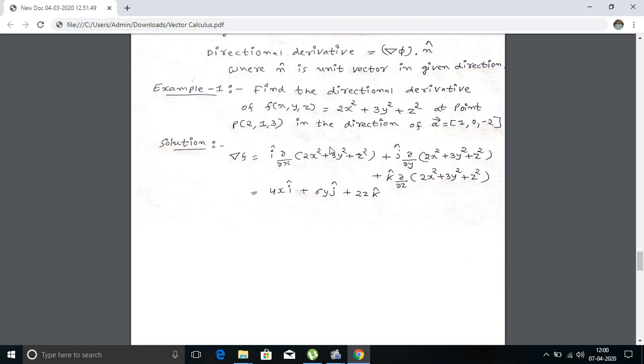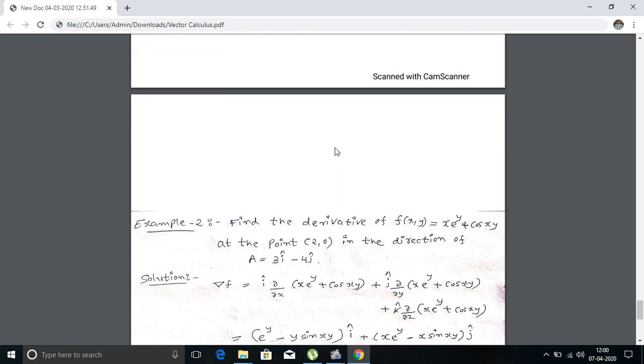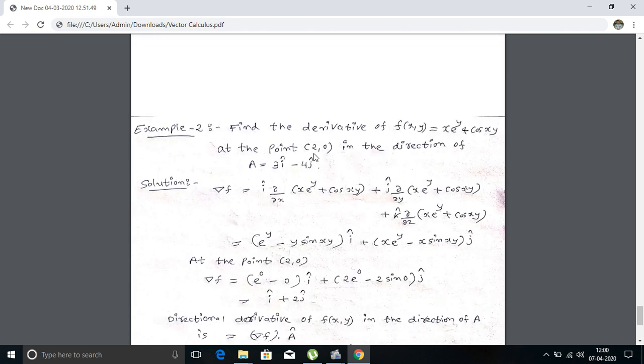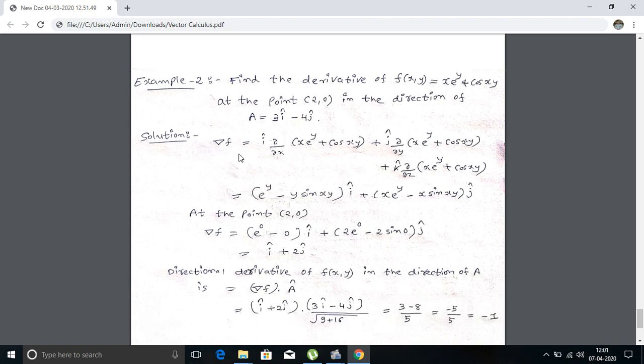Now let us discuss example number 2: find the derivative of the function at the point (2, 0) in the direction of 3i minus 4j. Here they have written find the derivative in the direction, so indirectly they are asking for the directional derivative, because directional derivative means derivative with direction. For that, first of all we have to find grad f. Grad f is given by i del by del x of (x e raised to y plus cos xy) plus j del by del y of (x e raised to y plus cos xy) plus k del by del z of (x e raised to y plus cos xy).